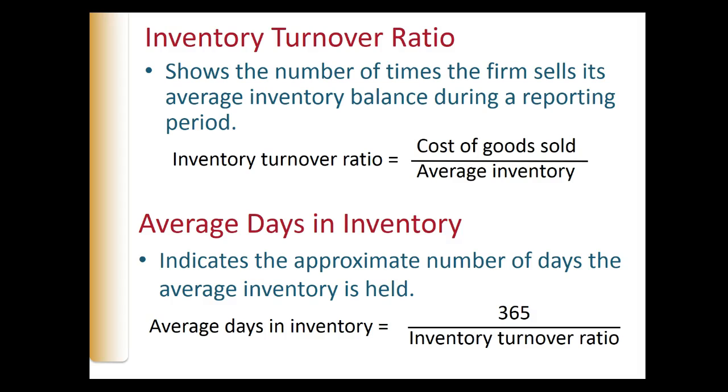The more frequently a business is able to sell or turn over its average inventory balance, the less the company needs to invest in inventory for a given level of sales. Other things equal, a higher ratio indicates greater effectiveness of a company in managing its inventory investment. Average days in inventory is another measure of how frequently a business is able to sell its average inventory balance. This ratio indicates the approximate number of days the average inventory is held. It is calculated as 365 days divided by the inventory turnover ratio.